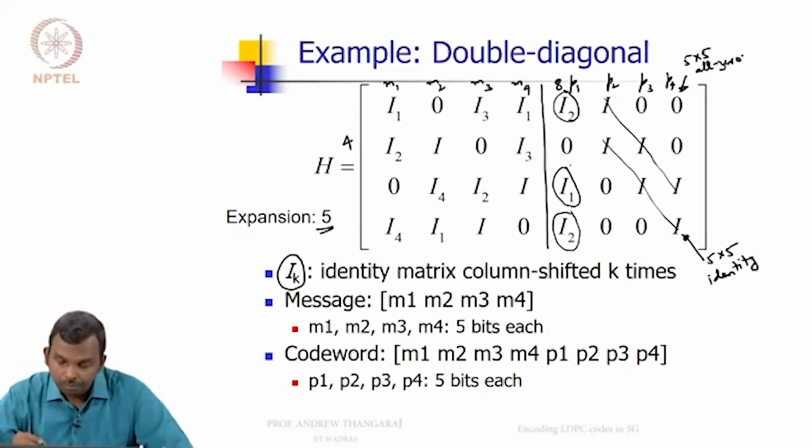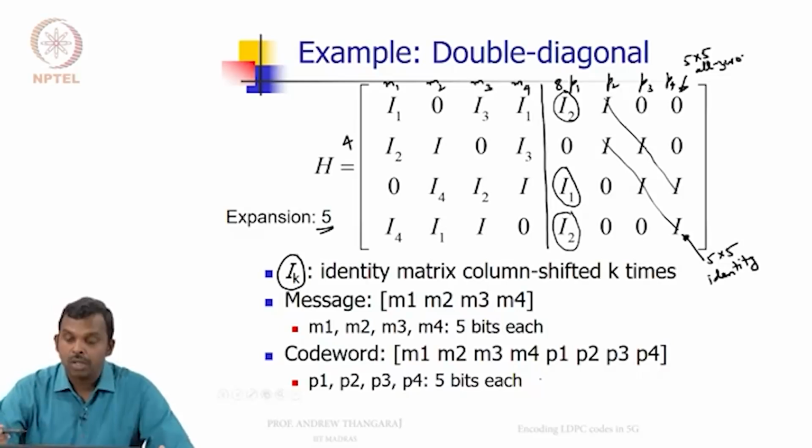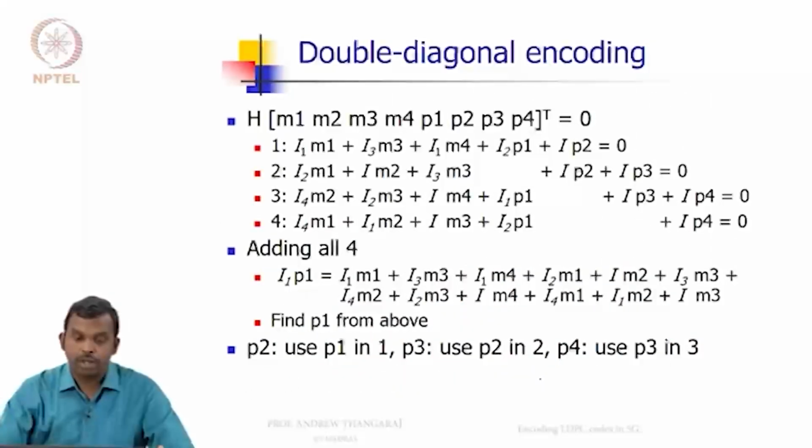Okay. So like I said, the message is M1, M2, M3, M4. I'm not using subscripts in the notation here, just for easy typing. Hopefully there's no confusion. So M1 is the same as M subscript 1. M1, M2, M3, M4 are 5 bits each. The codeword is M1, M2, M3, M4, P1, P2, P3, P4. These are also 5 bits each. So now how does the encoding work here?